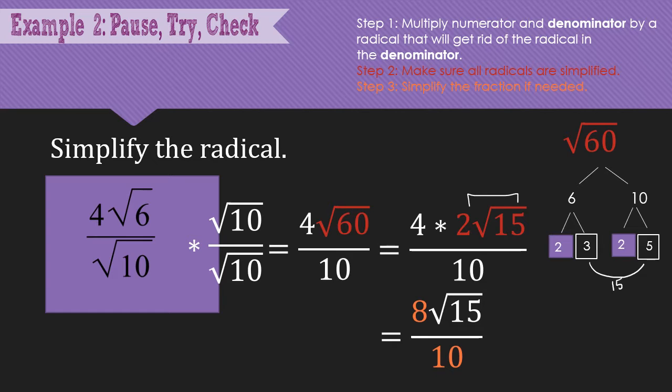Well, my last step is to make sure that my fraction is simplified, and 8 over 10 can be simplified. They both have factors of 2 that I can take out, so 4 over 5 is going to be my simplified fraction. 4 times the square root of 15 all over 5 is my final answer.